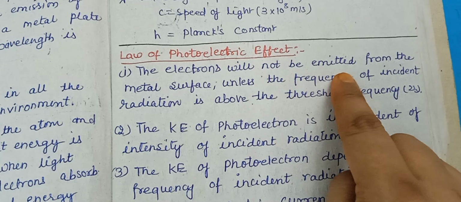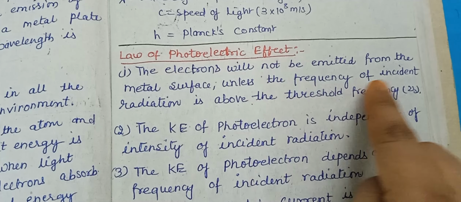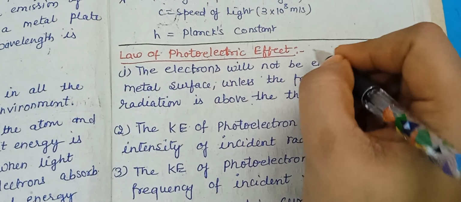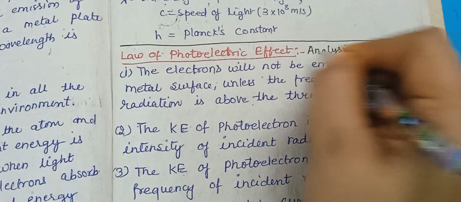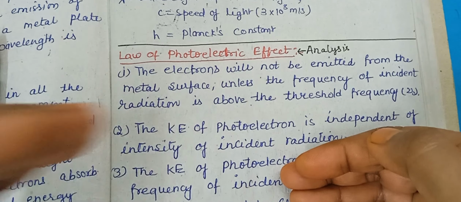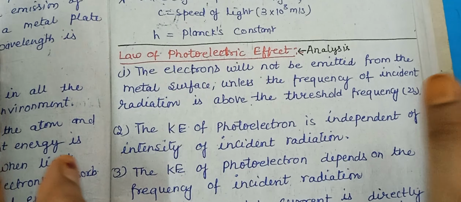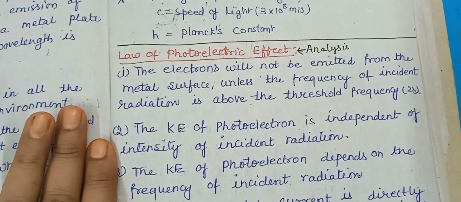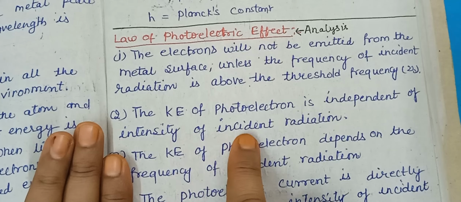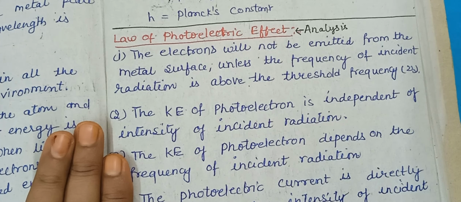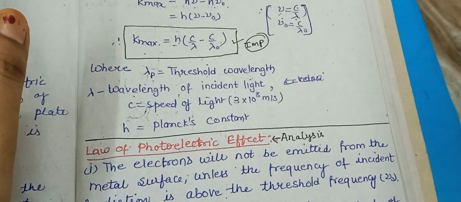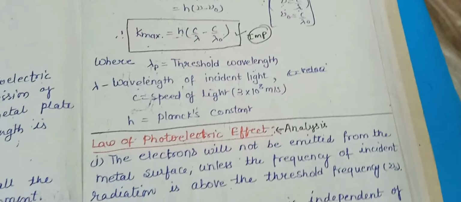The electron will not be emitted from the metal surface unless the frequency of incident radiation is above the threshold frequency. We can write this as the analysis of the photoelectric effect. I already told you threshold means when something is about to start, so it is obvious we need more frequency than the threshold frequency. Second point, the kinetic energy of the photoelectron is independent of the intensity of incident radiation. As we know, here there is Planck's constant, speed of light and wavelength, but no intensity, so it is independent of intensity.